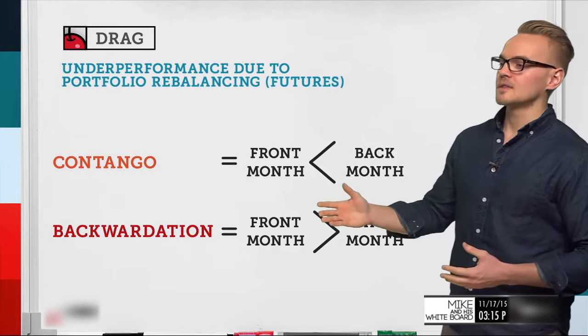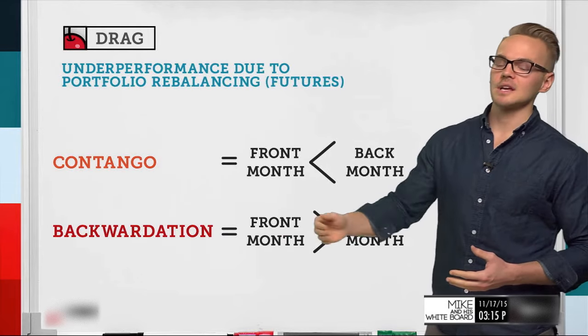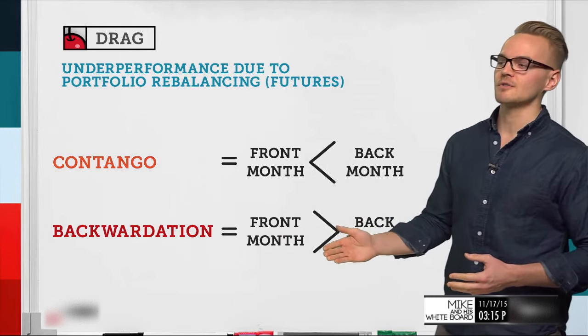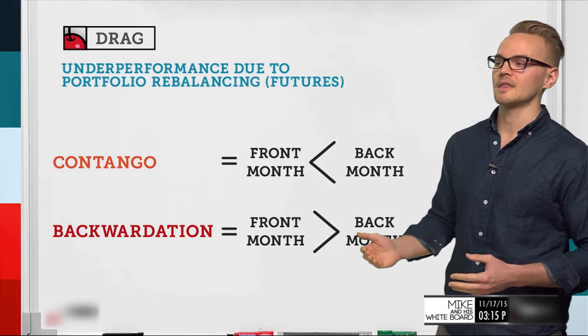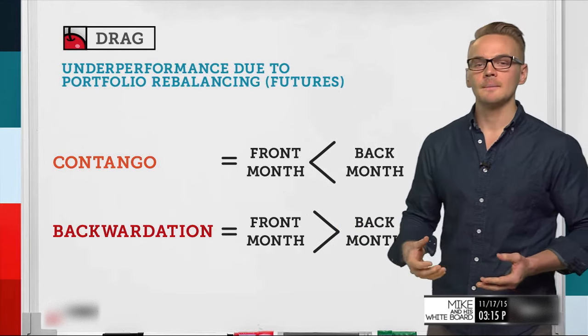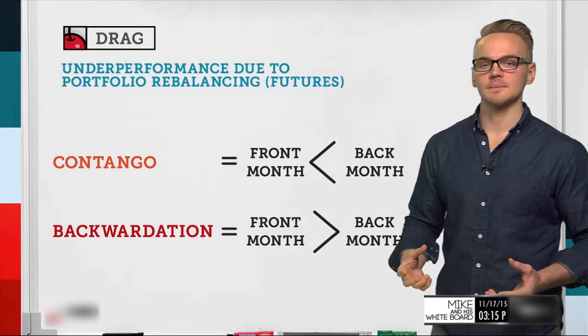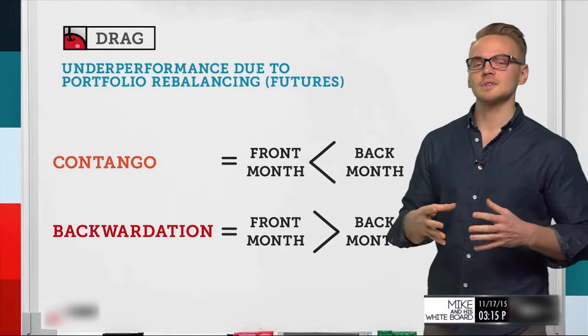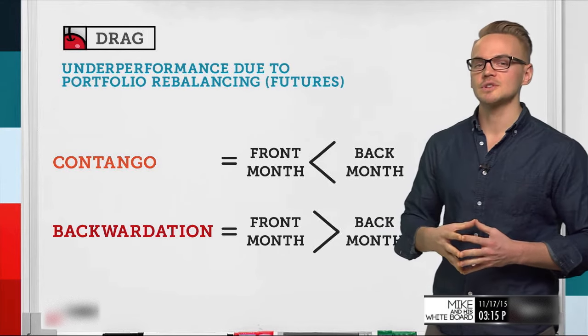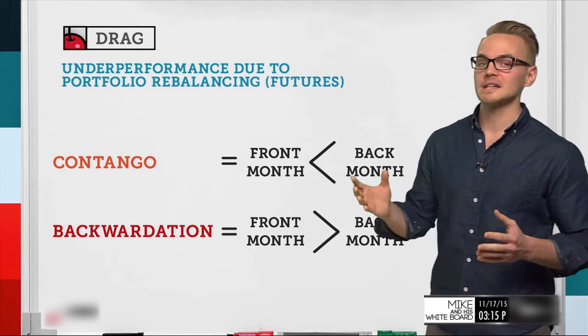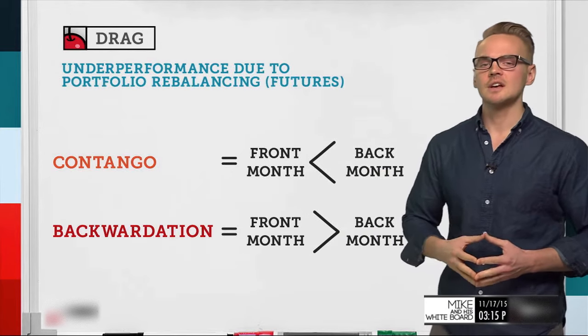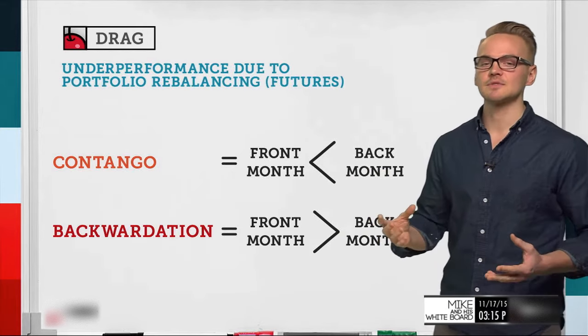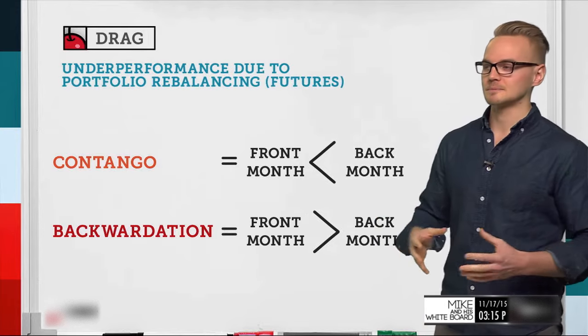The flip side of that is called backwardation. If the front month, November, was trading for more than the back month, December, that would be considered backwardation. When a portfolio is constantly rebalanced with these futures, it can create a drag in contango or a positive drift in backwardation. We're going to break down some examples on the next few slides to make it real easy for everyone.